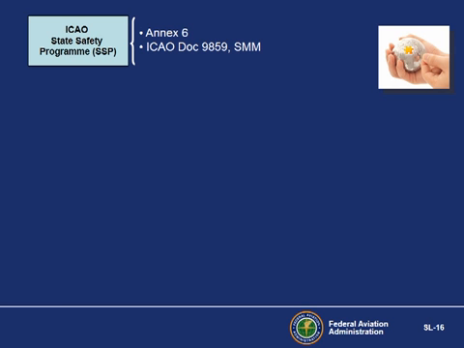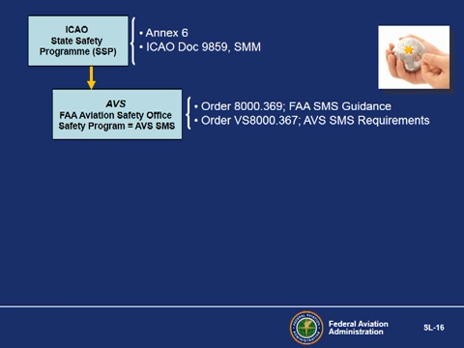Within aviation safety, there are two forms of SMS. The first SMS, which is our state safety program, is for our own AVS lines of business. This applies SMS to the FAA's own internal processes and is known as the AVS SMS or the internal SMS.